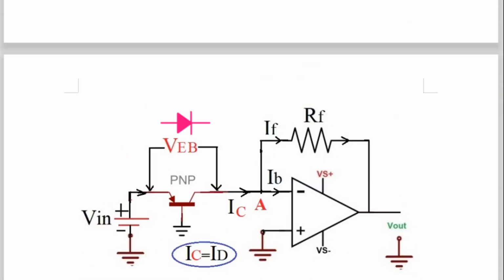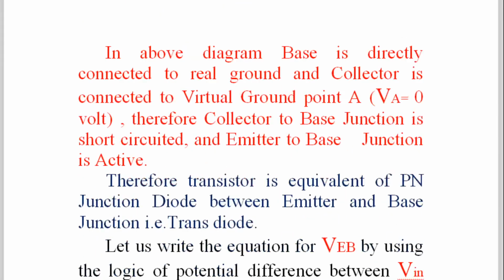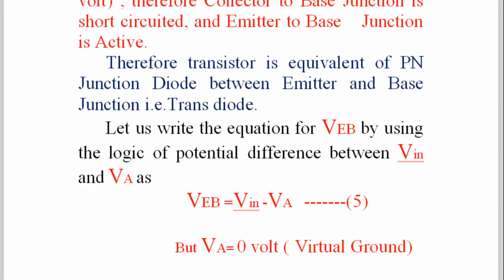This transistor is equivalent of PN junction between emitter and base. That's why anode comes to the left hand side, that is a P-type material. Cathode comes to the right hand side, and conduction takes place in this direction, left to right. Therefore, we apply input voltage Vin to the anode, and then this is a transdiode. And then let us proceed for the derivation. Let us write the equation for VBE, the voltage between emitter and base, by applying the logic of potential difference.